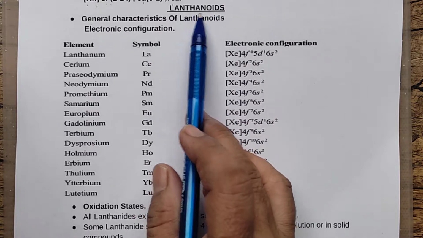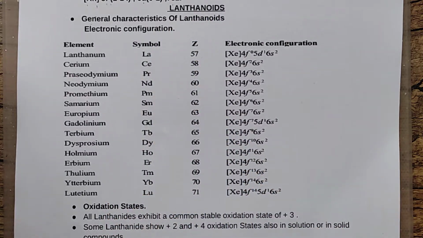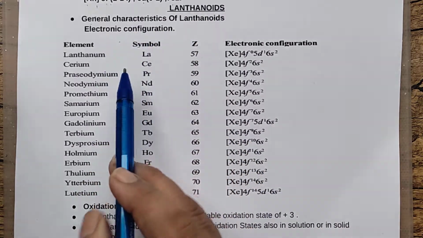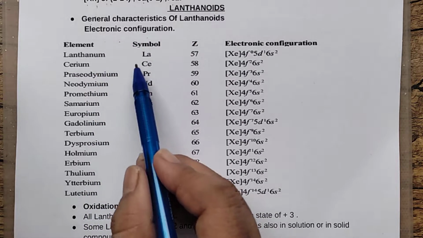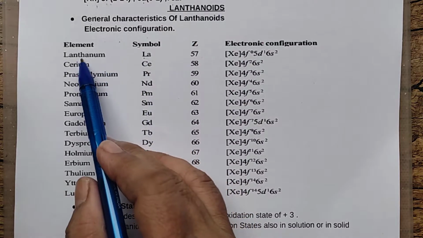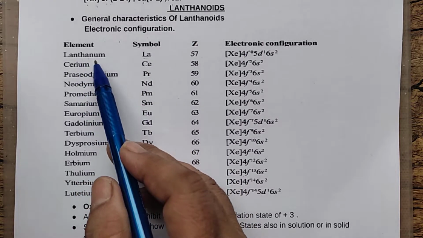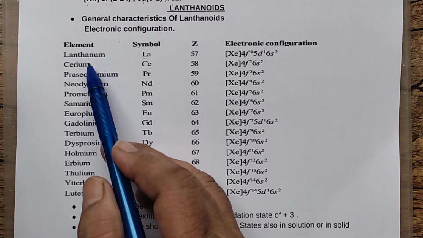Now what are lanthanides? The general characteristics we are taking. The first characteristic we are considering is the configuration. These are the lanthanides. Now, though lanthanum is mentioned here, lanthanum is not a member of the F block elements. It's a d block element.